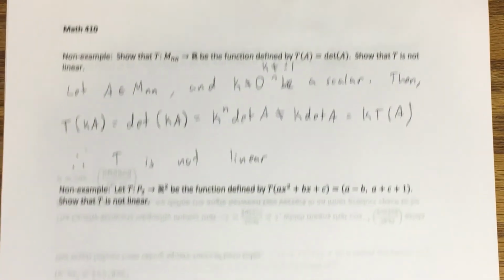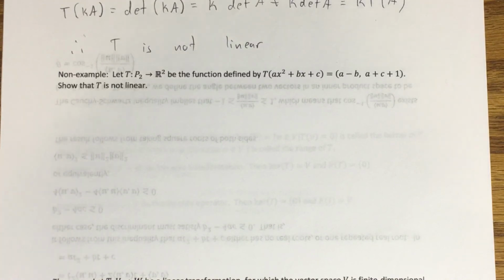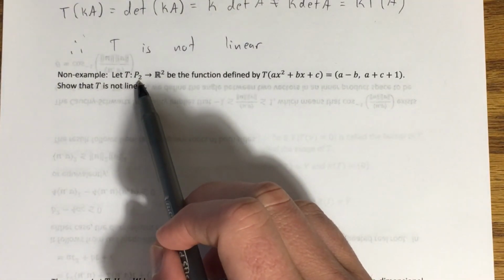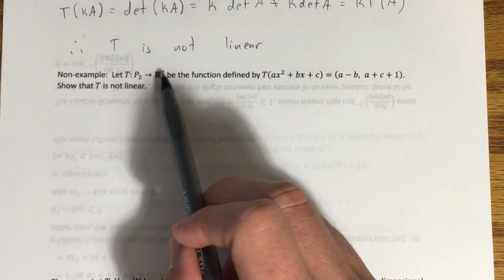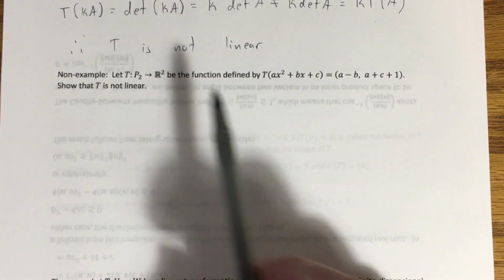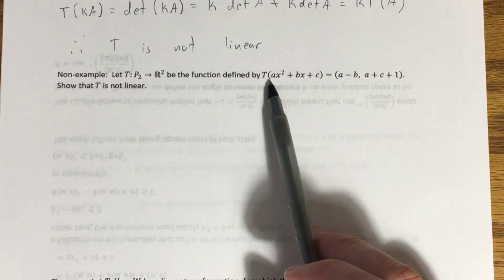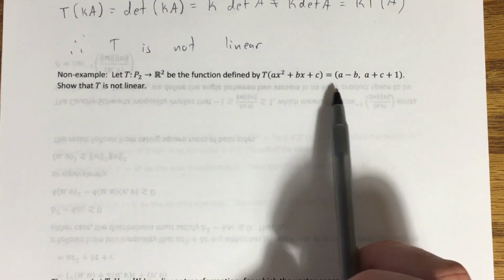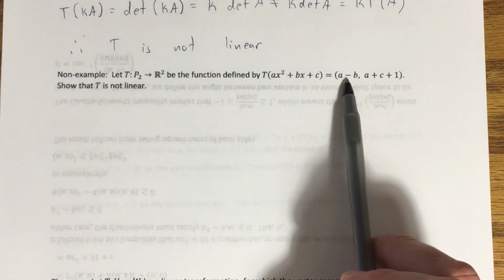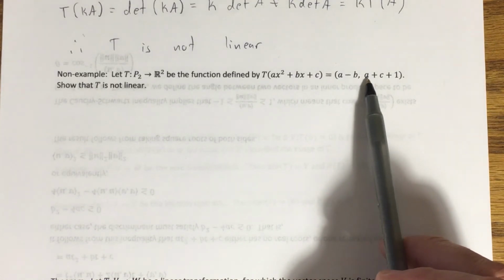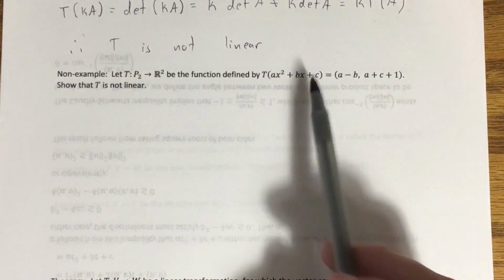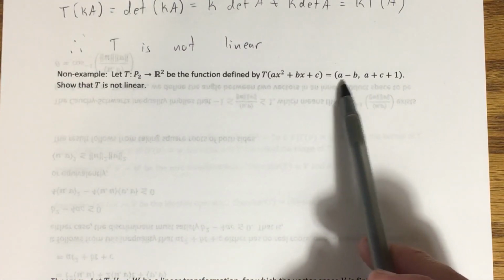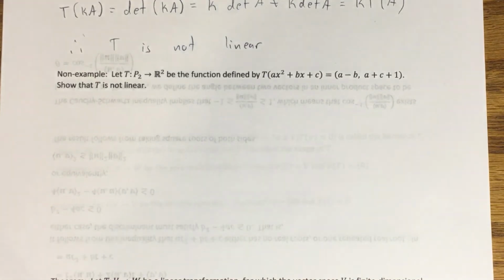Okay. Here's another non-example. This one is going to take polynomials from P2, so polynomials of degree 2 or less, and map them into R2, vectors with two components. And we define this function this way. T of ax squared plus bx plus c is going to be equal to a minus b, that's the first component of this vector, and then a plus c plus 1 over here. Notice it's using the coefficients of the polynomial to determine what the first and second component of this vector is.